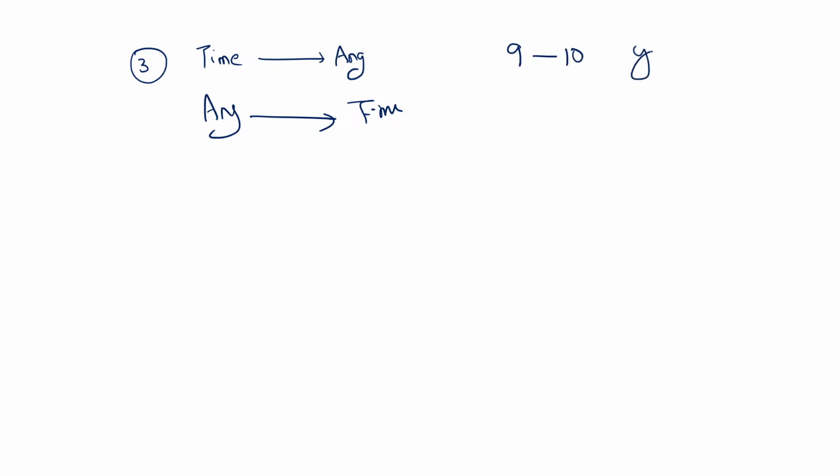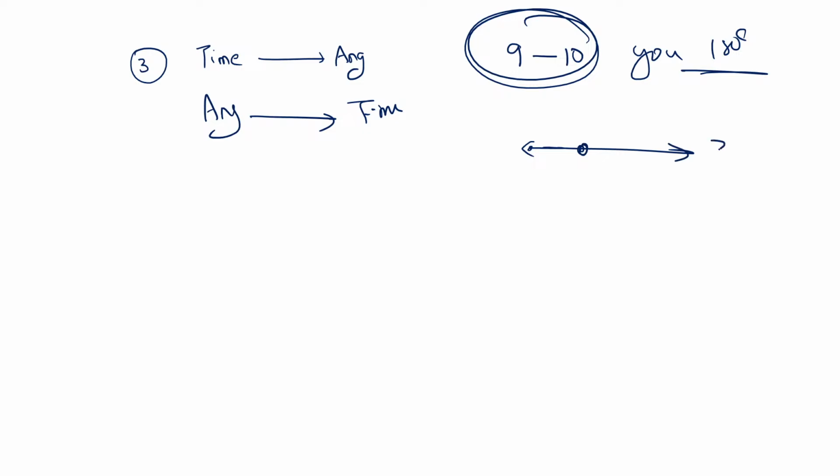The third one here is, in the first model he will tell you the time and you are going to find the angle. In the third model he will tell you the angle and you need to find the time. For example, he will ask at what time between 9 and 10 o'clock you are going to get 180 degrees. The most common answer here is 9:15. But in this 15 minutes the hour hand will be somewhere here but not exactly on 9.